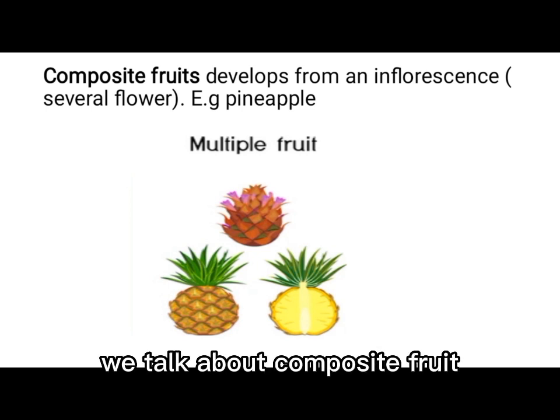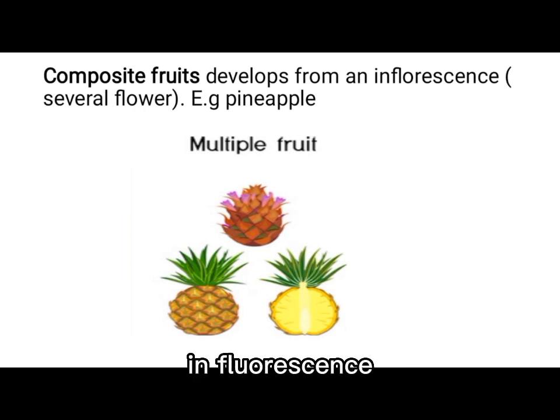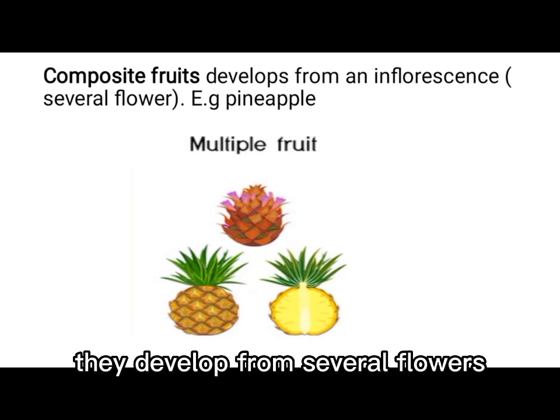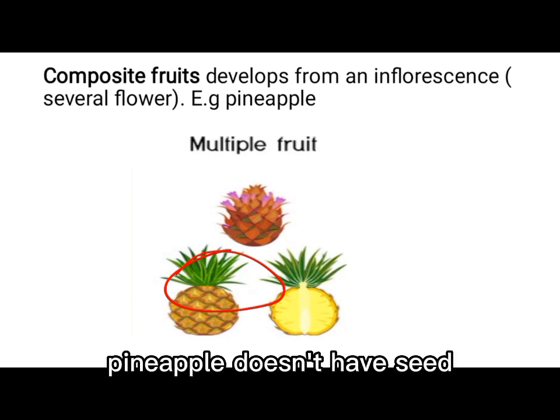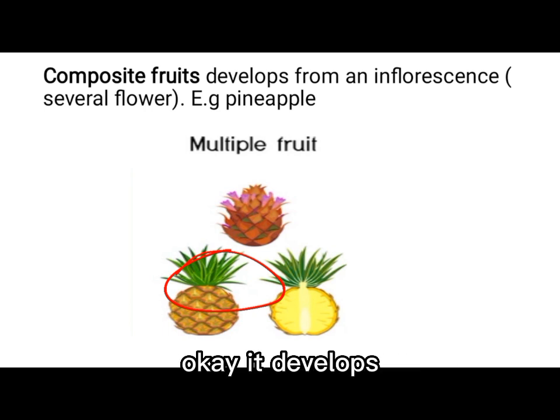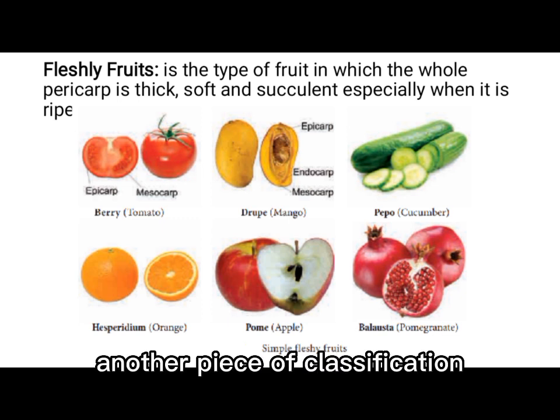When you talk about composite fruit, they develop from an inflorescence. When you say inflorescence, they develop from several flowers. A very good example is pineapple. Pineapple doesn't have seed that you plant. It develops majorly from several flowers, and you know the way by which you can propagate such fruits. Let's go to fleshy fruit, another basis of classification.